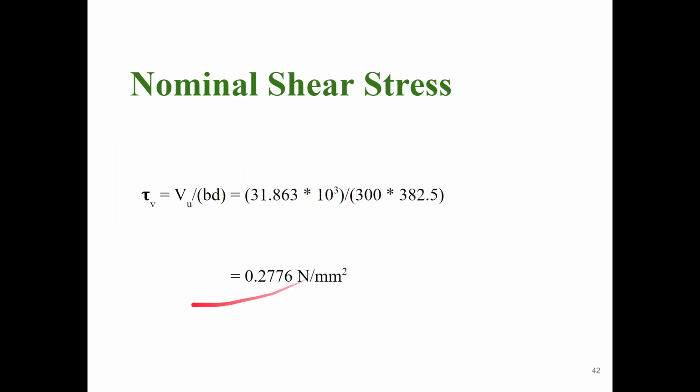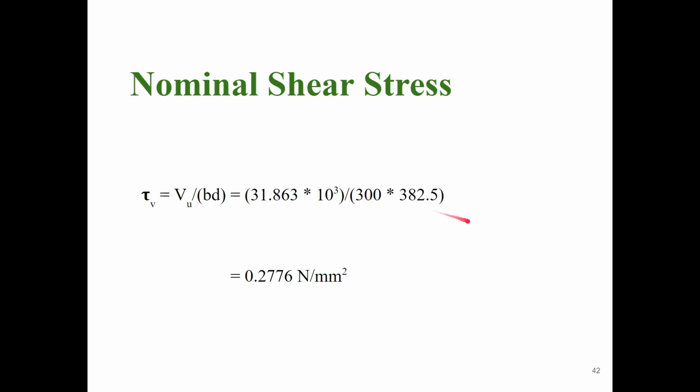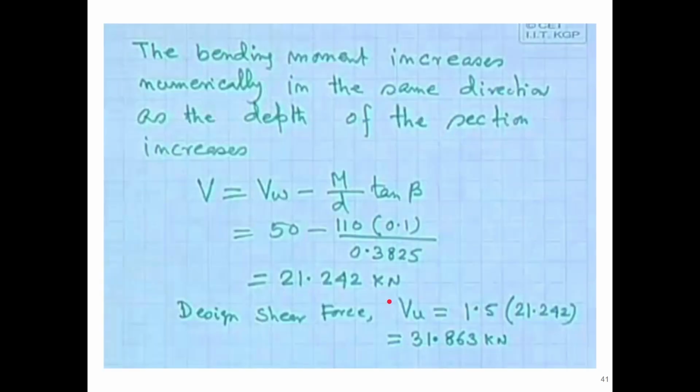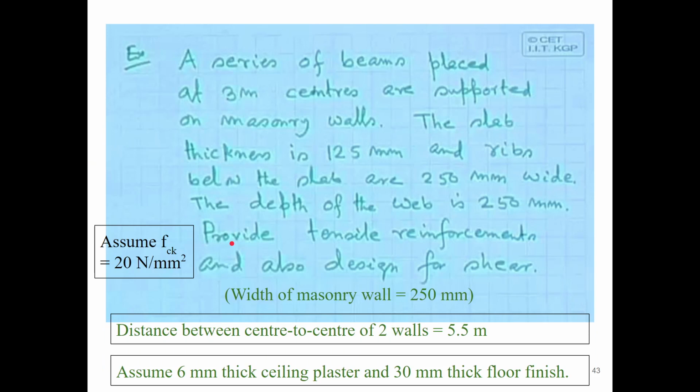So the nominal shear stress tau V will be V by BD, which is 31.863 into 10 cube by 300 into 382.5, which is 0.2776 Newton per mm square. So that is the solution. Let us take one more problem.